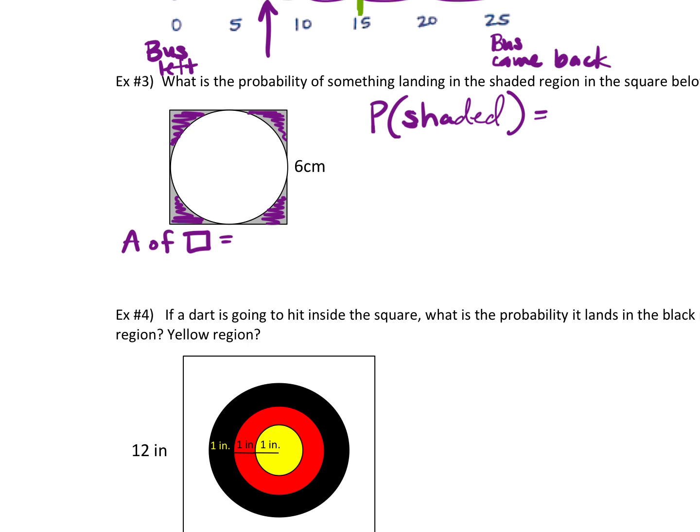That would be the perimeter, right? 6 times 4 would be the perimeter. Here it's 6 times 6, base times height, okay? So 6 times 6, or 36. That's the area of the square.